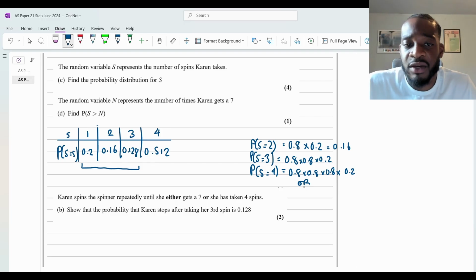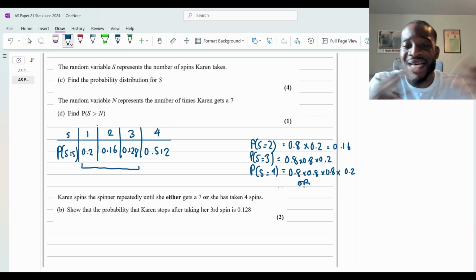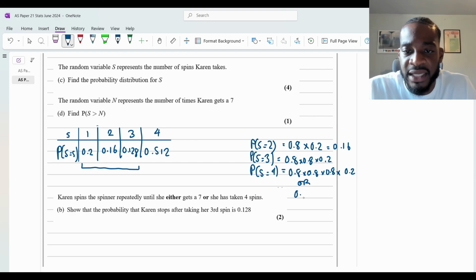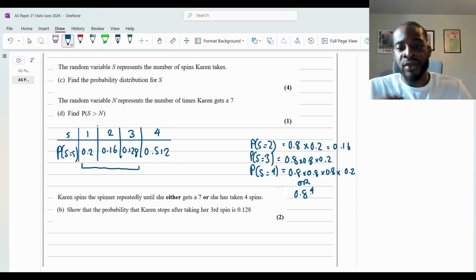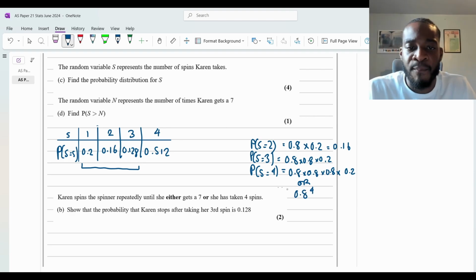Or how about you just don't get a 7 at all? That's not an impossibility, right? You can just spin it 4 times and not get a 7 whatsoever. And that would just be 0.8 to the power of 4, isn't it? Right? So this here must be the same as that.